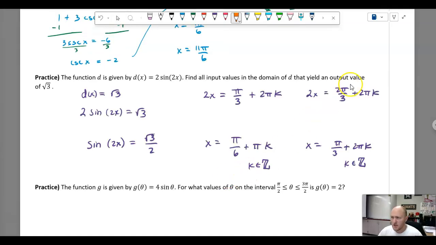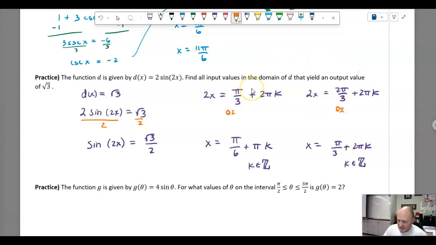Okay, here are the solutions. We want d of x to be equal to square root of 3. D of x is 2 sine of 2x, so we'll divide both sides by 2 to get sine of 2x is equal to square root of 3 over 2. Where your y values are equal to square root of 3 over 2 is at pi thirds, and so that's going to give you a quadrant 1 and quadrant 2. So you can see here, this is the solution for pi thirds in quadrant 1. Here's your solution in quadrant 2.